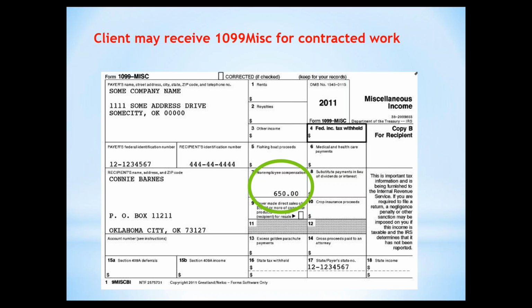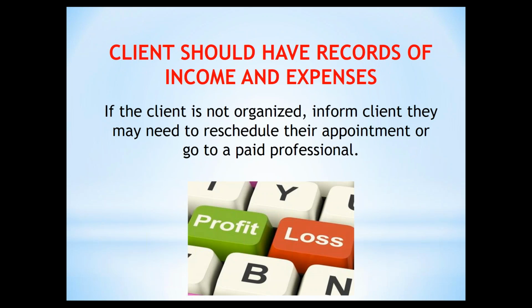I just wanted to give you an example of what one looks like. This is typically how they're all printed. The big piece is that in box 7, that's the non-employee compensation. So you'll want to add that and account for it as part of the income coming into the business.